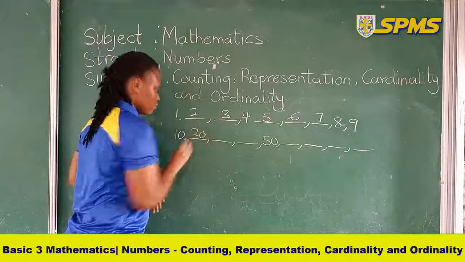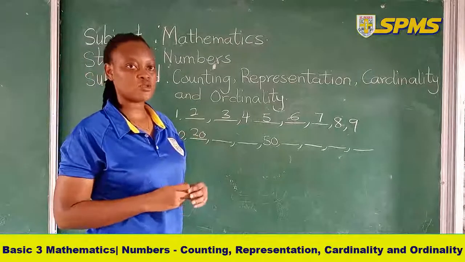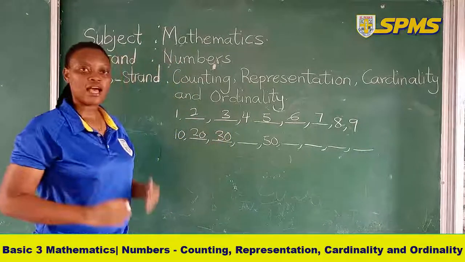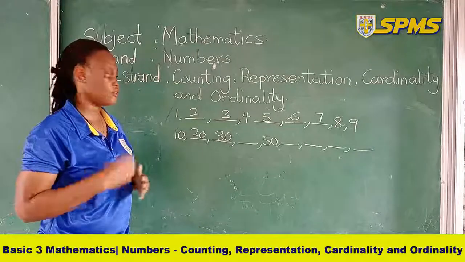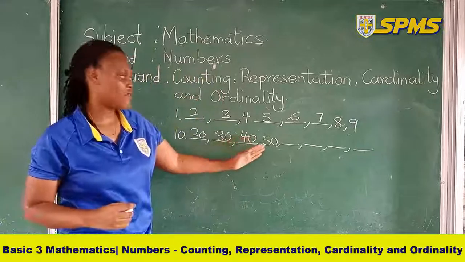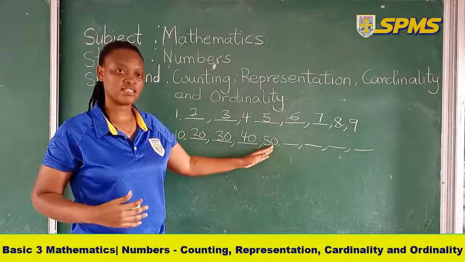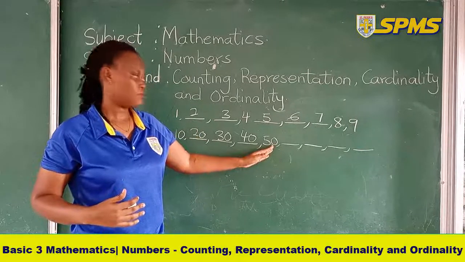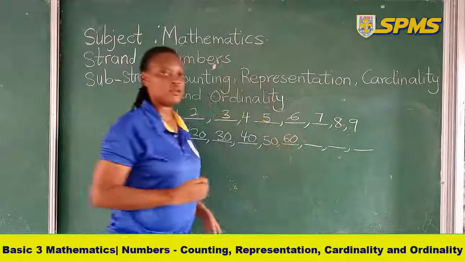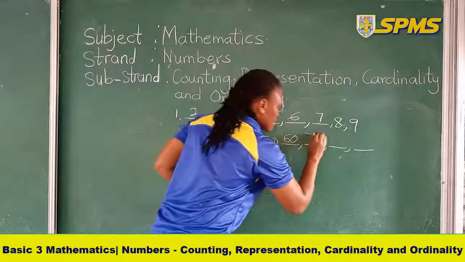20. Very good. We are adding 10 to the 20 to give us what? 10 plus 20. Very good. 30. Another 10 to the 30 will give us 40. So 40 plus 10, we have what? 50. Let's add 10 to the 50 to get the next number. 50 plus 10 will give us what? 60. Let's add another 10 to the 60 to give us what? 70.